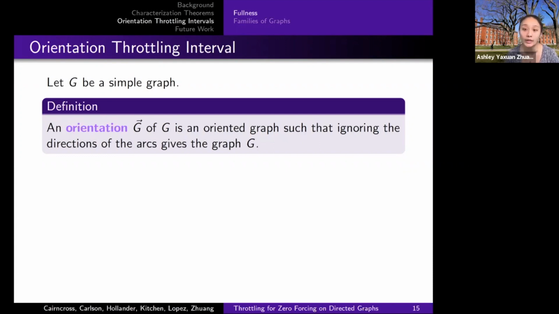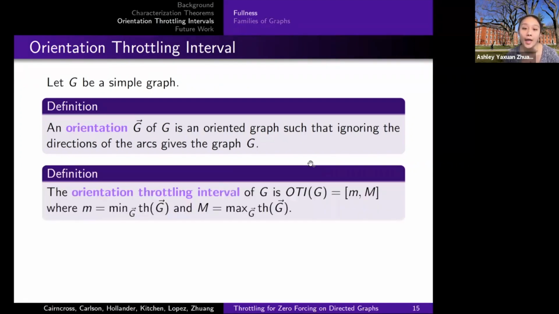And this is an oriented graph such that ignoring the directions of the arcs gives the graph G. So we're pretty much just adding a single direction to each of the edges in G. And the orientation throttling interval of G, or OTI, is given by the closed interval between the minimum possible and the maximum possible throttling number achieved by any orientation of G.